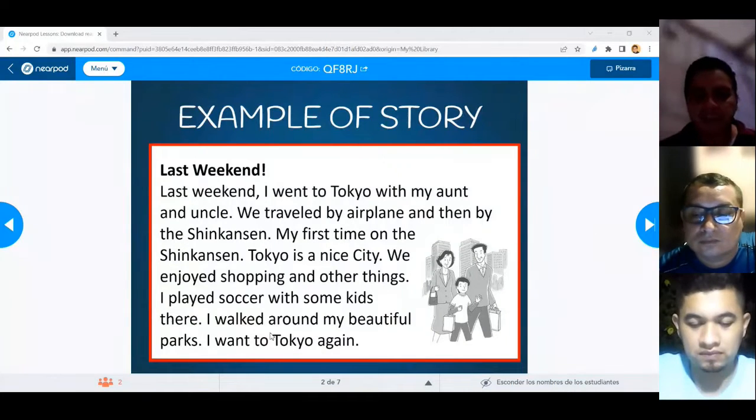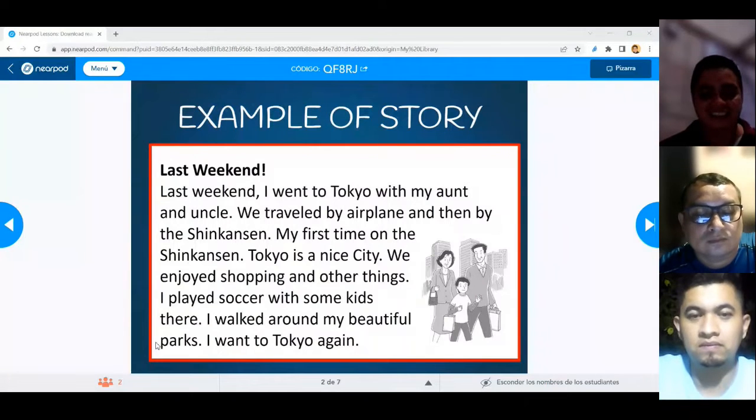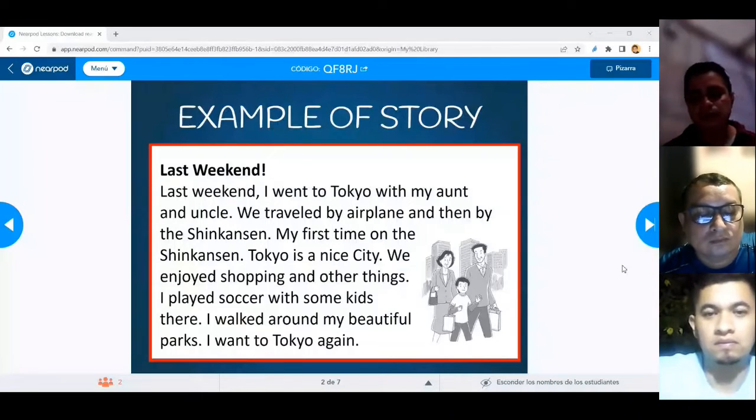And actually, I made two mistakes. For example, I said I walked around my beautiful parks. I think there is an S, extra S. So I want to go to Tokyo again. So I want to correct that. It is good to do your proofreading when you write.